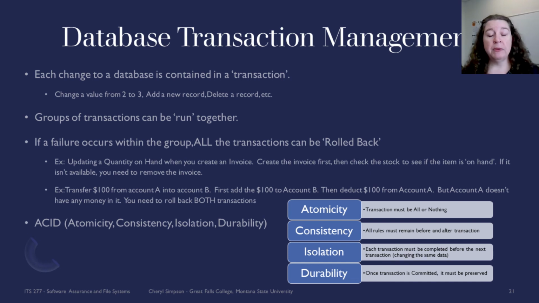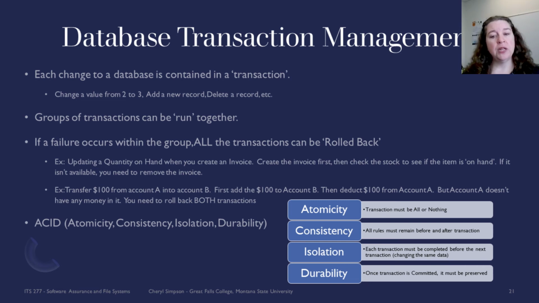Consistency, all the rules must be the same before and after. This refers to primary keys and referential integrity. If my code deletes a foreign key or deletes a record somewhere, I need to make sure that all my foreign keys still maintain referential integrity. So consistency makes sure that all the rules that existed before still exist after the transaction.